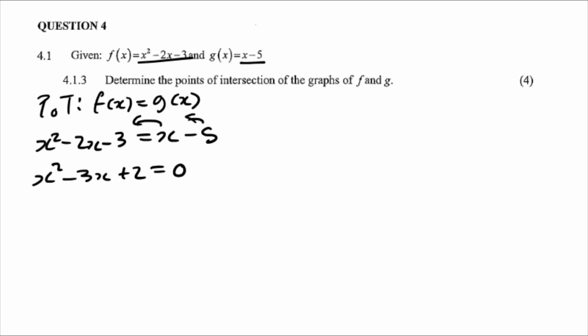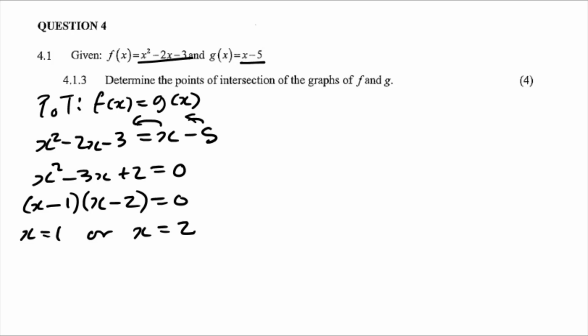Now our next step is to factorize. So now our factors will be x minus 1 and x minus 2 is equal to 0. So now we have x is equal to 1 or x is equal to 2. Now these are our x values for our points of intersection. We need to find the y values.